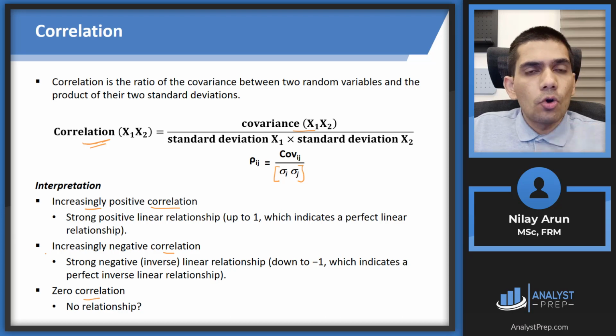Now, zero correlation, that is what we just briefly mentioned. What does zero correlation really mean? Does it mean that there is absolutely no relationship between the two variables? Now, let's find out if that's actually true.